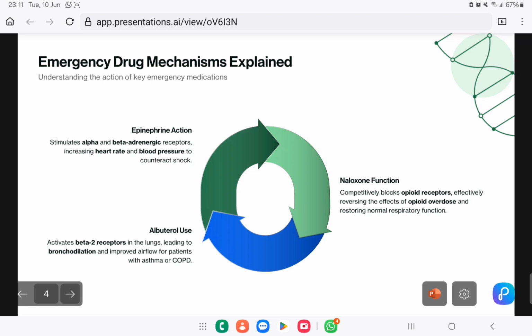Albuterol use: it activates beta 2 receptors in the lungs, leading to bronchodilation and improved airflow for patients with asthma or COPD.